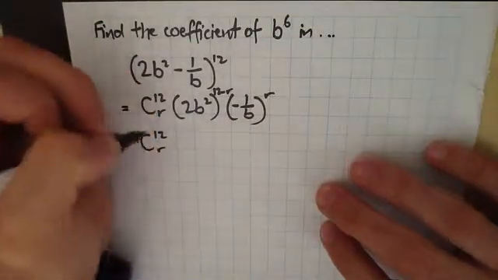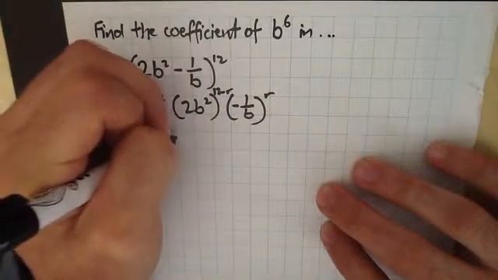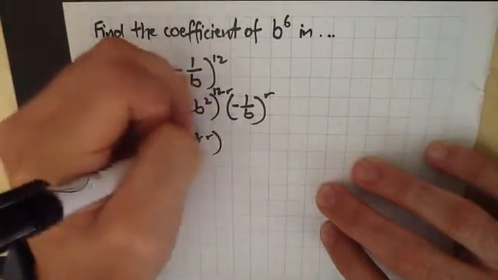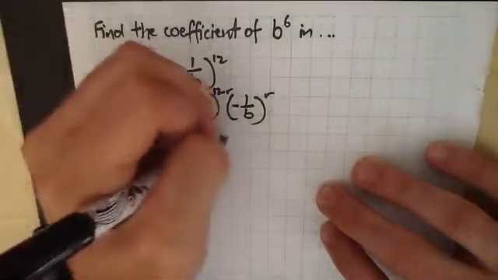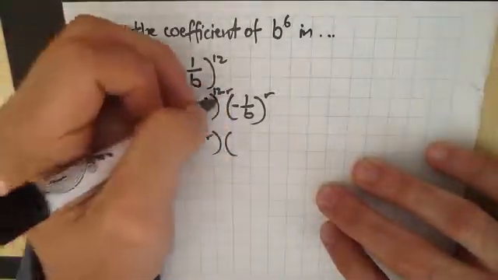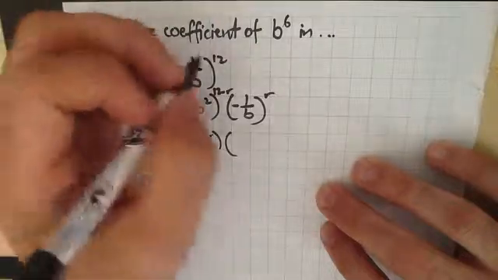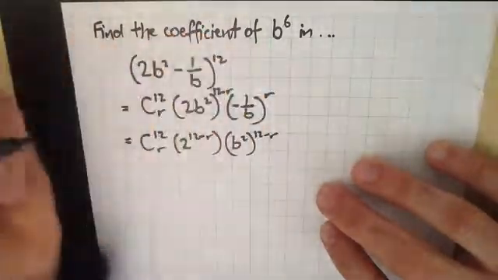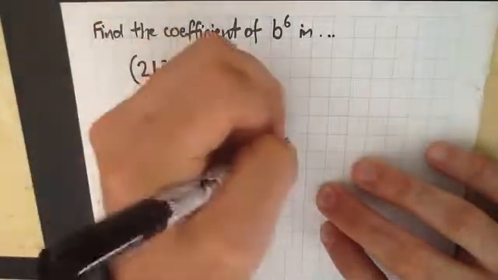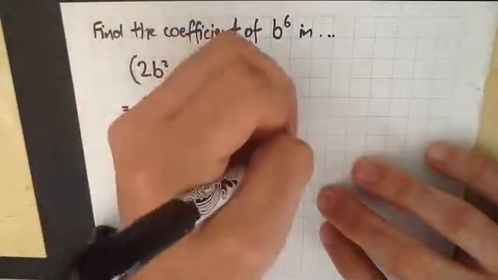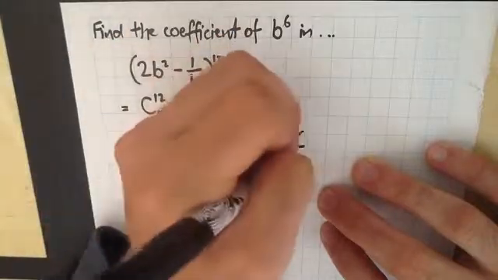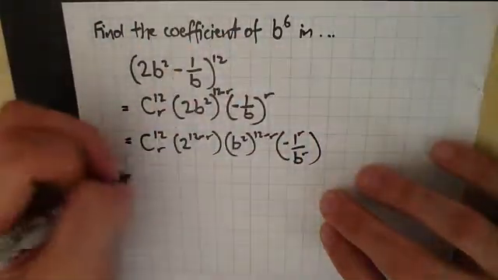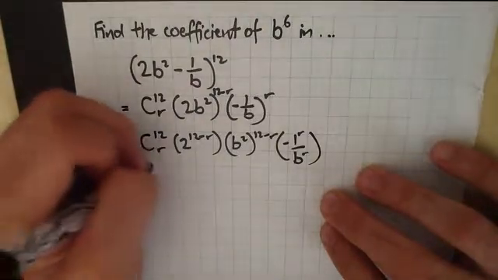So 2 gets put to the power of 12 take r. b squared gets put to the power of 12 take r, so I'll write that like this. And then this is negative 1 to the r over b to the r, isn't it?